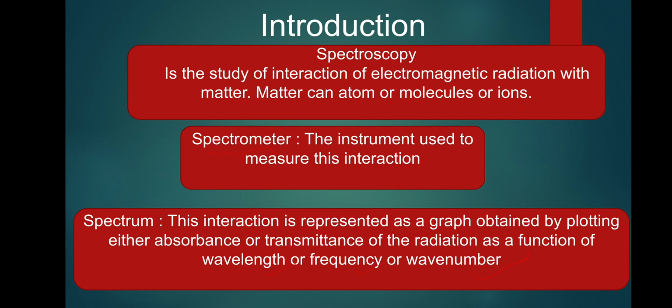So we get a graph. From the graph we will be able to explain what type of interaction it has made with the matter. That is what a spectrum is. It is a plot, or the result, which tells us what interactions happened.